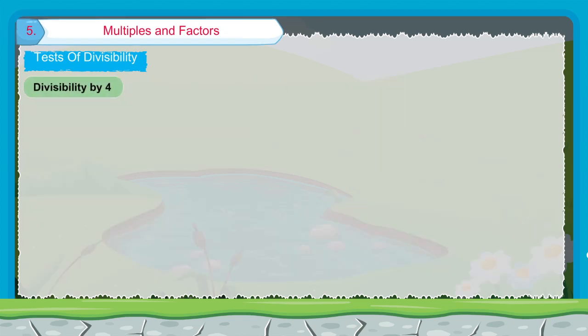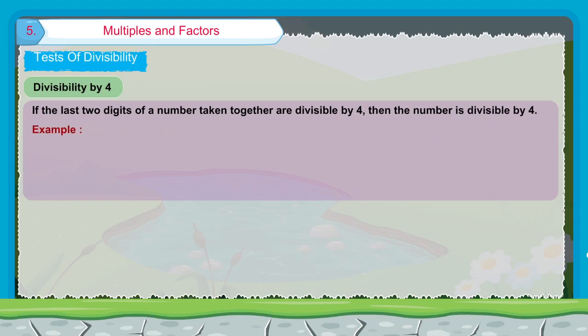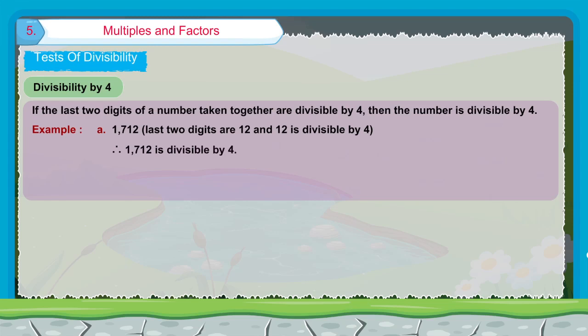Divisibility by 4. If the last two digits of a number taken together are divisible by 4, then the number is divisible by 4. Example A. 1712. Last two digits are 12 and 12 is divisible by 4. Therefore, 1712 is divisible by 4. B. 7125. Last two digits are 25 and 25 is not divisible by 4. Therefore, 7125 is not divisible by 4.